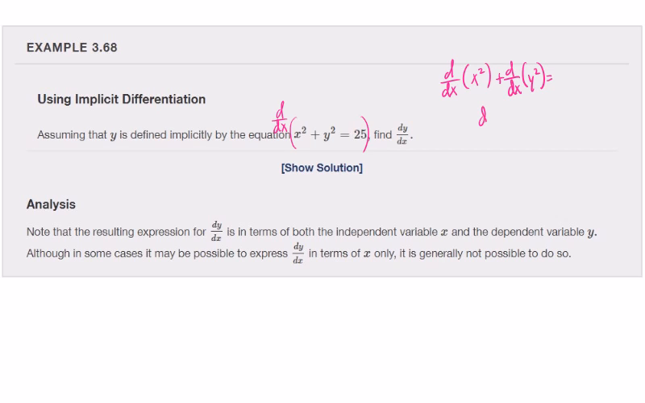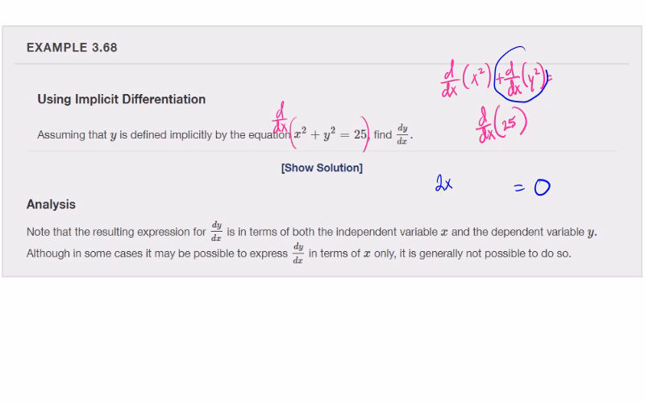All right, first of all, if we do this one, no sweat, right? We know the derivative of x squared with respect to x is just 2x. And let's do the other side. The derivative of 25 with respect to x is just 0, right? So that's not bad either.